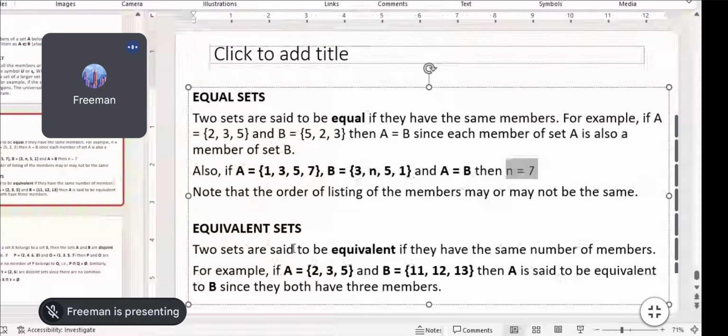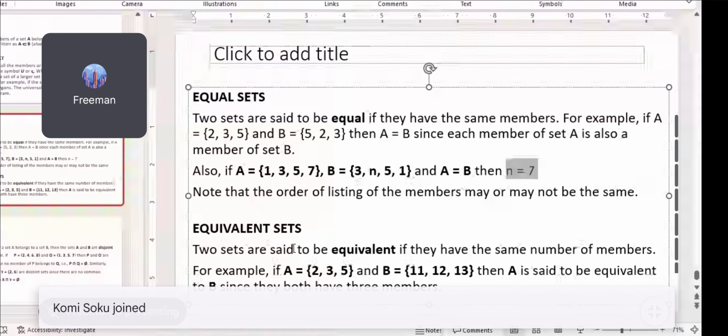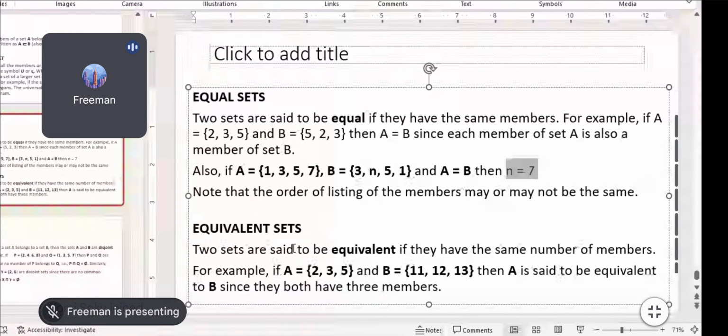For equal sets, we are saying that the same elements in A can be found in B, and all the elements in B can be found in A. So none of them is bigger than the other. So they are equal. But under equivalent sets, we are talking about counting. The number of elements in set A is the same as the number of elements in set B. Then the two sets are equivalent. Two sets are said to be equivalent if they have the same number of elements, not the same elements.